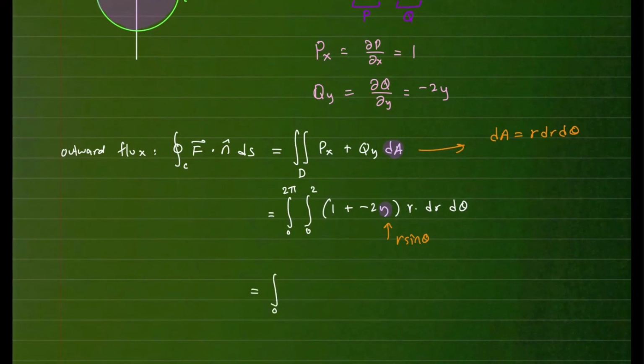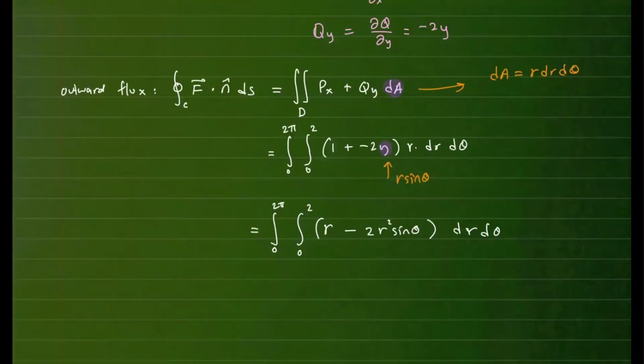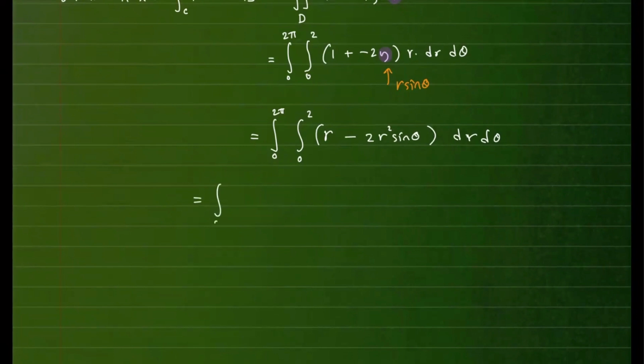So Green's theorem gives us the integral from 0 to 2 pi, and the integral from 0 to 2 of 1 minus 2r sine theta times r dr d theta. Then you can distribute this r out to each component inside. So this will give us r, then minus 2r squared sine theta, dr d theta. And now we finish up the integration. This is the integral from 0 to 2 pi. First we integrate each of these with respect to r. That gives us r squared over 2 for the first term. For the second one, we have 2r cubed over 3 sine theta. And then we evaluate from 0 to 2, d theta.